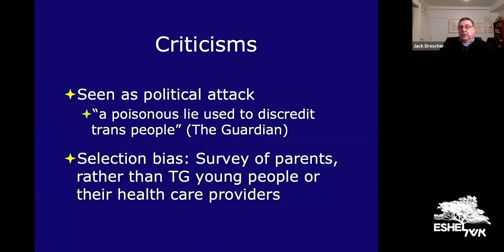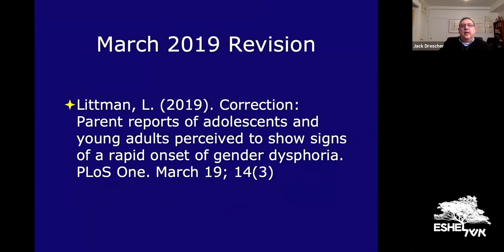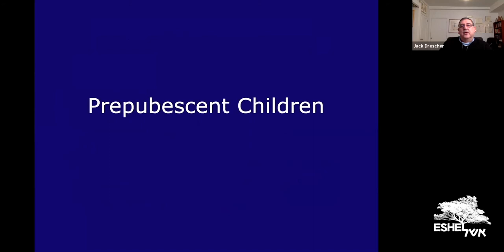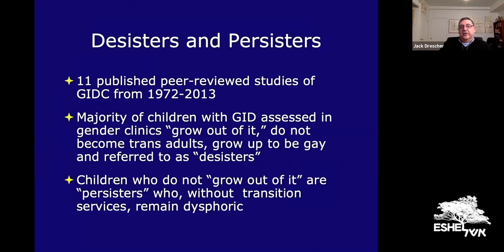And then there was academic criticism, what we call methodological criticism. Parents were surveyed rather than young people themselves or their healthcare providers. And so the article was revised in 2019 with really minor methodological criticism. It did not really alter the substance of what the report was. So prepubescent children are among the other controversies that go on.